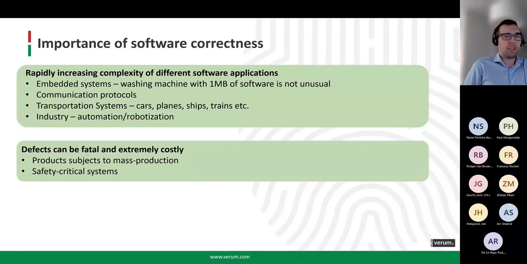The defects can be fatal and extremely costly. Safety critical systems are quite obvious, but we also have the subject of mass production. For example, Philips once had problems with their TV remotes, and the infrared protocol they were using had an issue. They actually had to recall 1 million remotes. So even very simple applications that are mass produced may cause huge cost problems for a company.